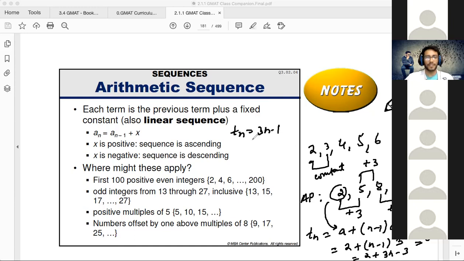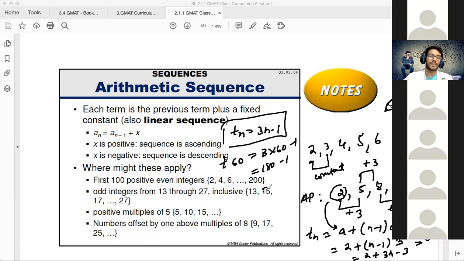That means the first term you can check: 3 into 1, 3 minus 1, 2. Second term, n is 2: 3 twos are 6, 6 minus 1, 5. Third term, n is 3: 3 threes are 9, 9 minus 1, 8. So my rule is correct. Suppose I ask the 60th term, very easy. 3 into 60 minus 1: 180 minus 1, 179 will be my 60th term. So remember, this sequence is called arithmetic progression. Why? Every subsequent term differs from its preceding term by a fixed constant.